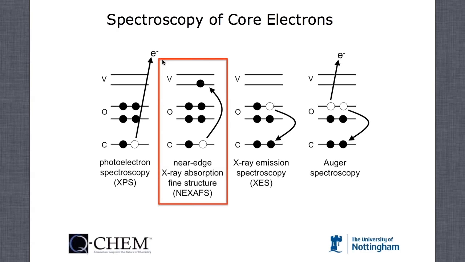The bit we're focusing on is near-edge X-ray absorption fine structure, and that's where you're exciting your core electron to some low-lying virtual orbital to produce a state below the ionization threshold. And in many senses, this process is very similar to a normal electronic excitation, but it's just occurring at much higher energy. And it's in that spirit that we should be able to compute these things accurately with something like time-dependent density functional theory.